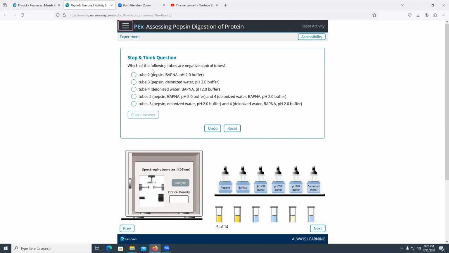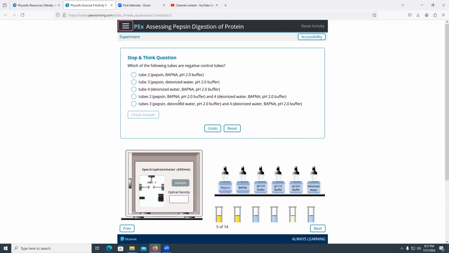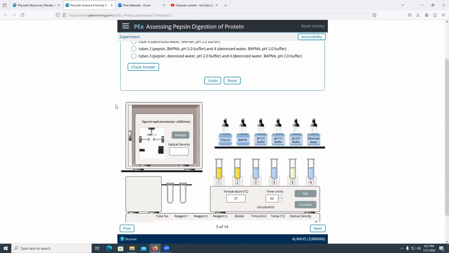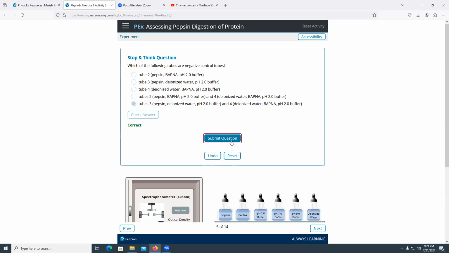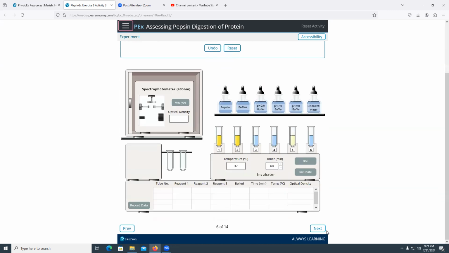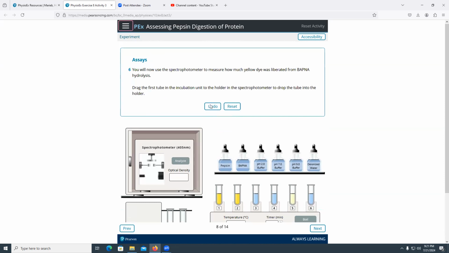And then after that, as a question, which of the following two are negative control? Negative control meaning I should get nothing. And I can tell, deionized water. And so I should have my enzyme pepsin, and that sounds like a negative control, because I have my pepsin and I have my water. So 3 and 4 sound like negative controls. We incubated. Which pH do you think pepsin will have the highest activity? Obviously, 2, because it's stomach.